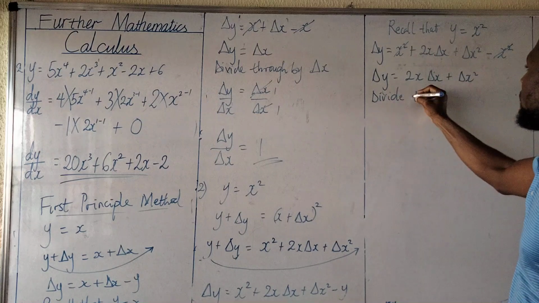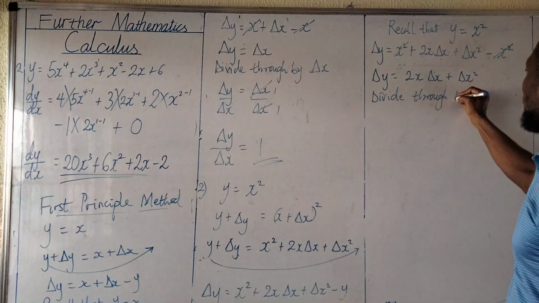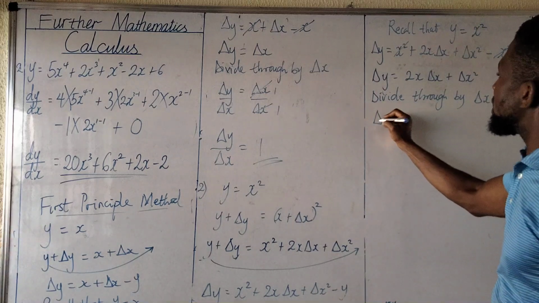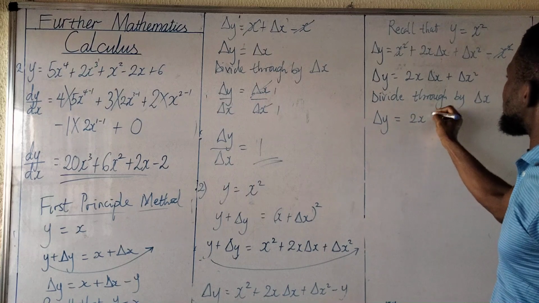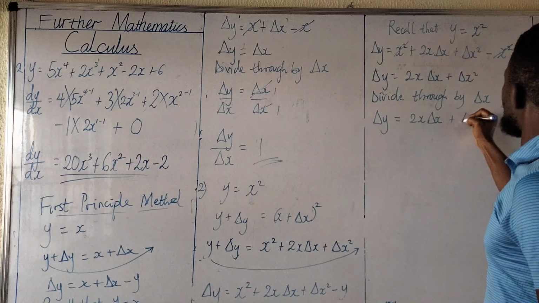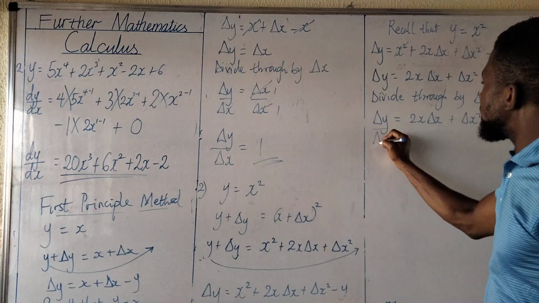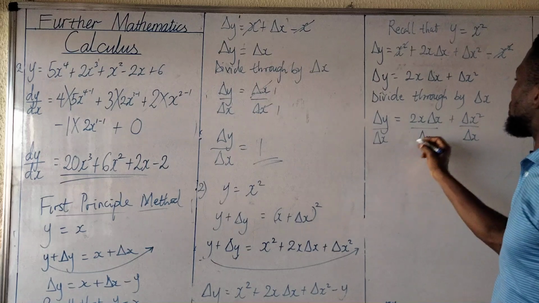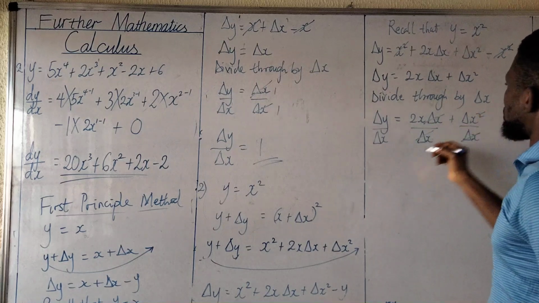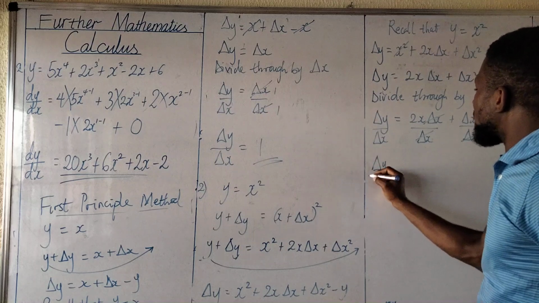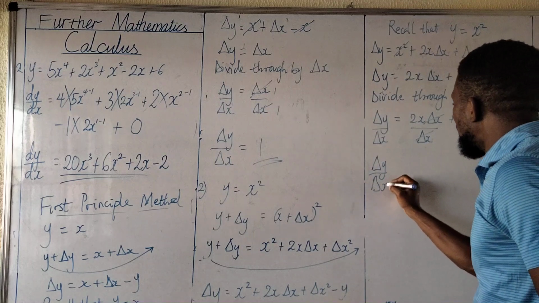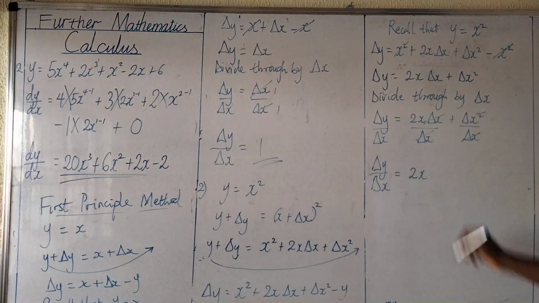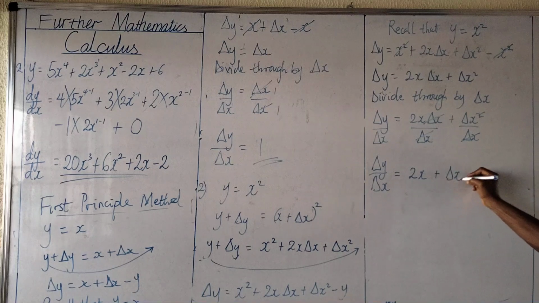Divide through by change in x. So change in y over change in x equals 2x change in x plus change in x squared, divided by change in x. Dividing each term separately, the change in x cancels, this cancels too. Then we have change in y over change in x equal to 2x plus change in x.